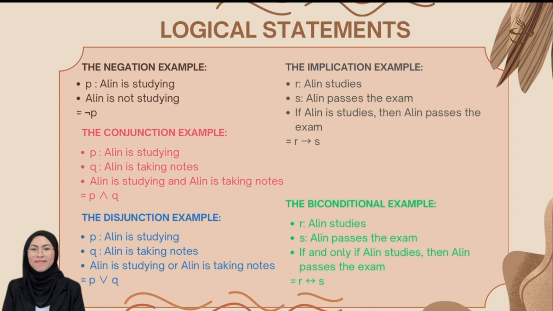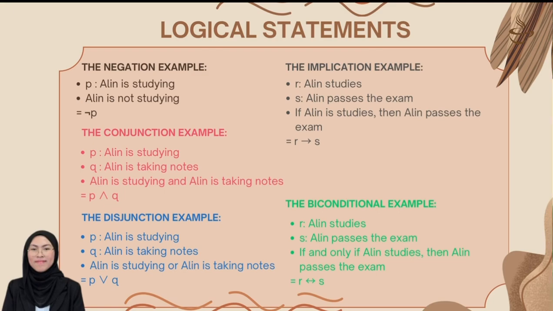For the last logical statement is biconditional. Statement R, Alin studies. Statement S, Alin passes the exam. So, if we want to use biconditional logical connective, we need to put it between R and S statements. So, the statement will be, Alin passes the exam if and only if Alin studies. At this logical connective, statement R and statement S both need to be the same. Like if R is true, then S also needs to be true. So the statement will be true.